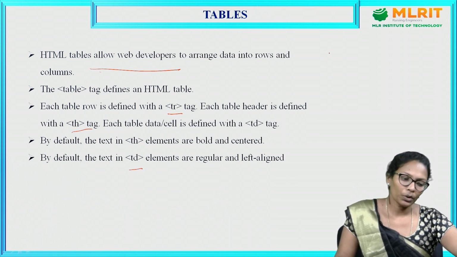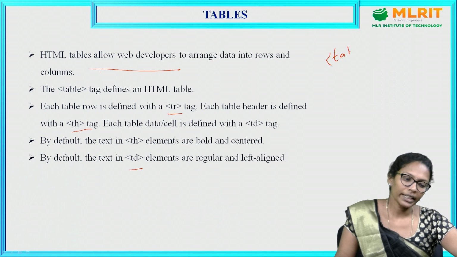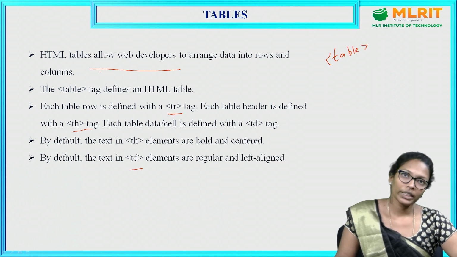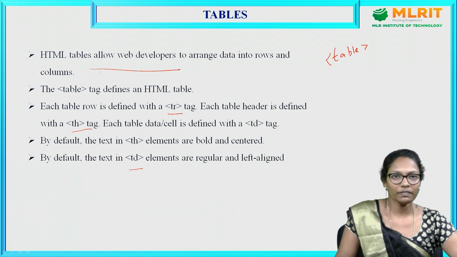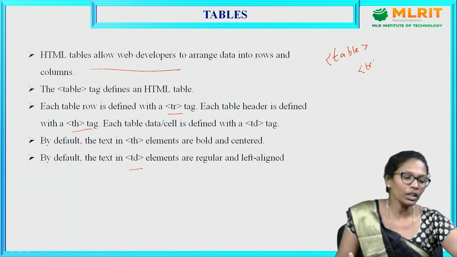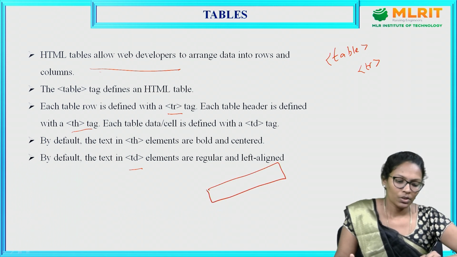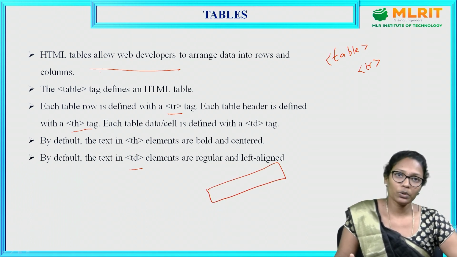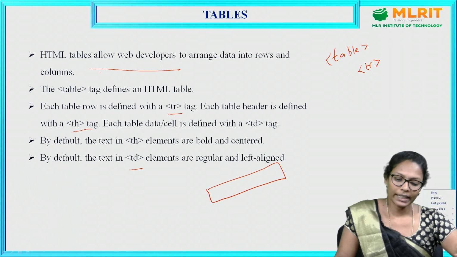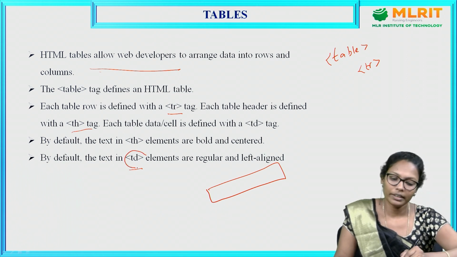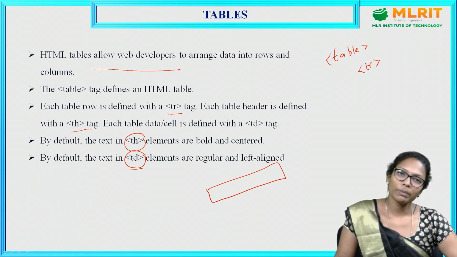tr stands for table row. For example, I want to create a table, so I will create it using the table tag. In that table tag, I want to create a first row. If you want to insert a row, or start a row, you should start with a tag called tr. tr stands for table row. So a row will be created. In that row, you need to add some data. That data may be th or td. Th means table heading.